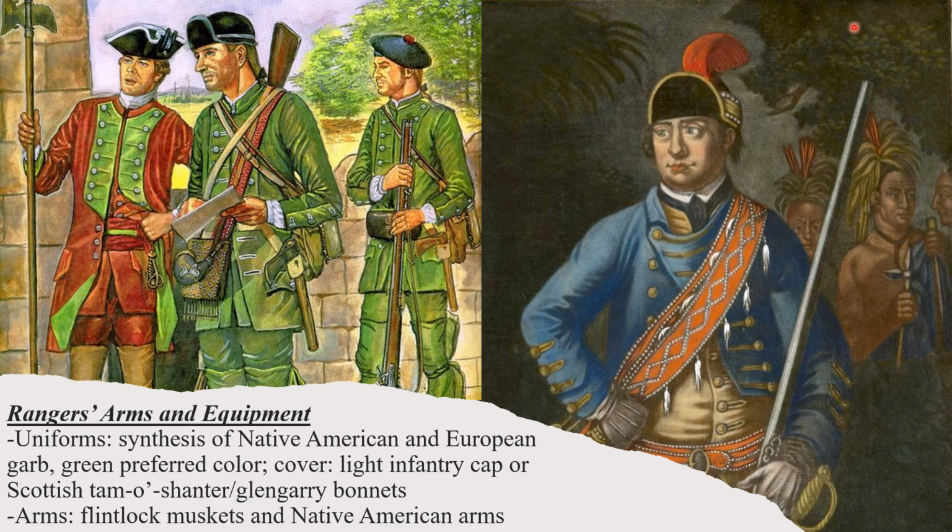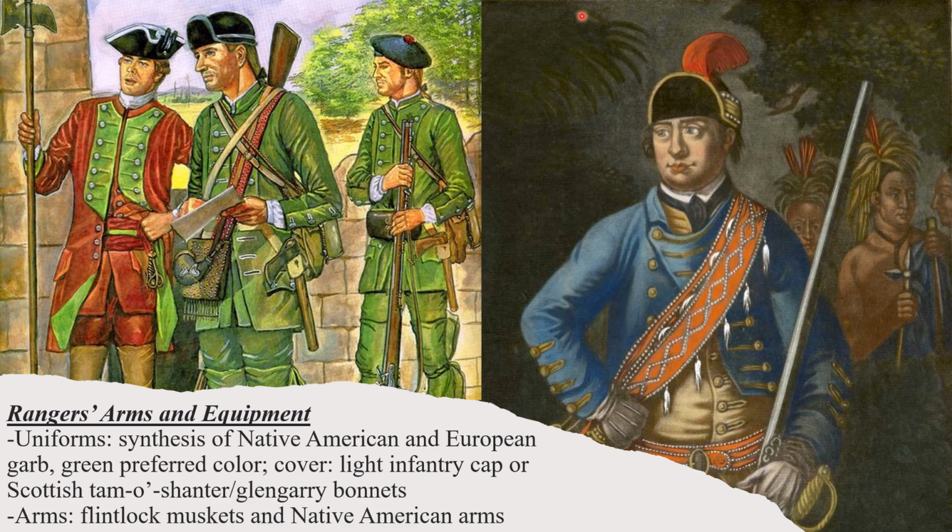For their covers, they wore the light infantry cap that I mentioned before, which looks a little bit like a modern-day baseball cap. They also would have worn what are called the tam o' shanter or Glengarry bonnets. This is a type of Scottish headwear, highlighting the Scottish origins of many American colonists.